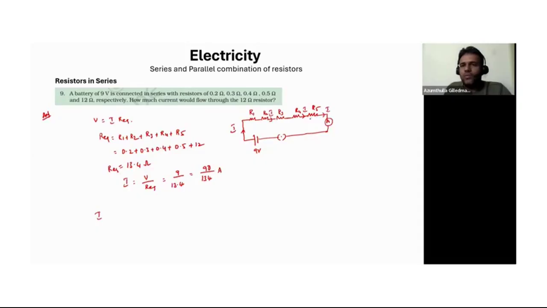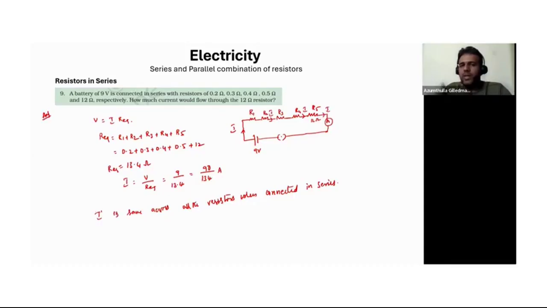How much current will flow from the 12 ohm resistor? This is the same current, right? So I is same across all the resistors when connected in series. This is just a tricky question, whether you will remember that concept or not. So in series, you will have same current.